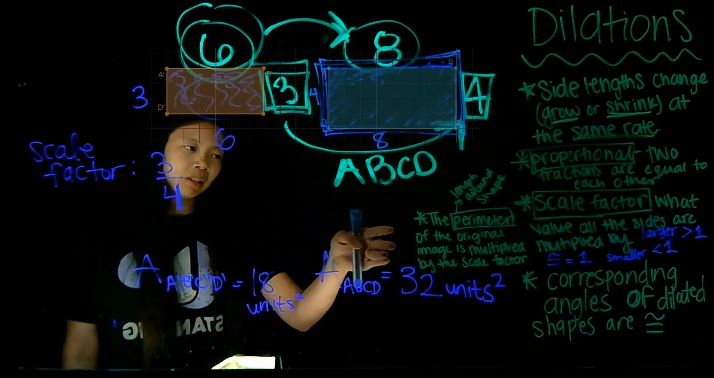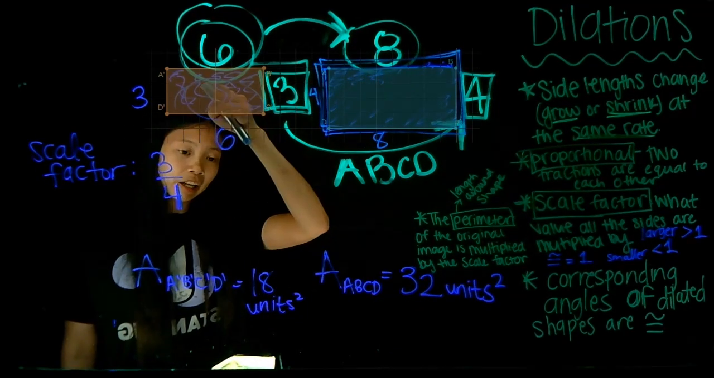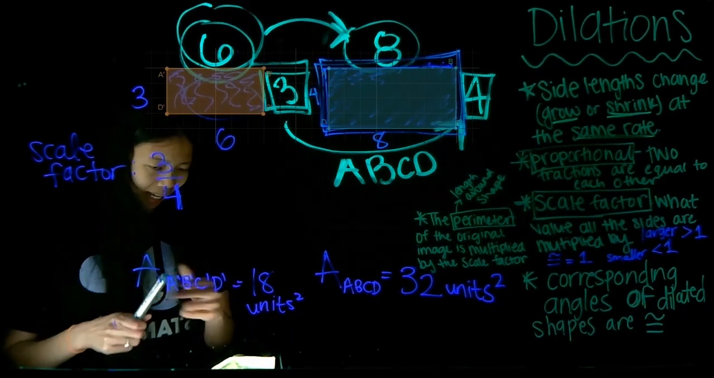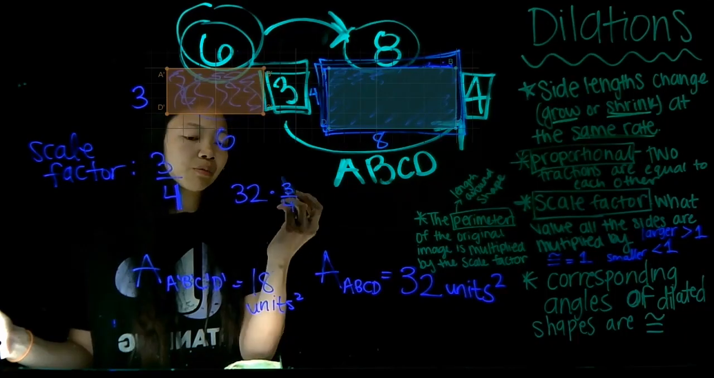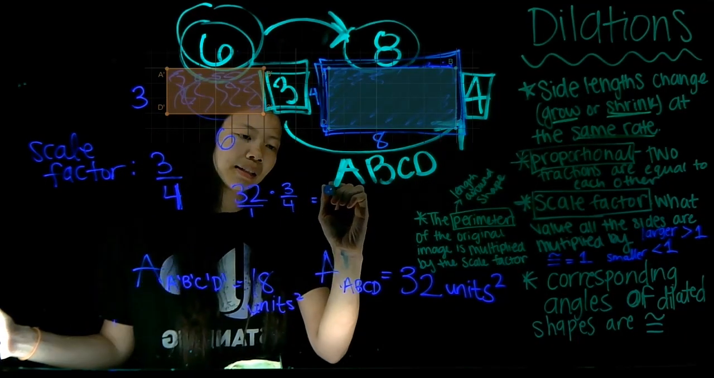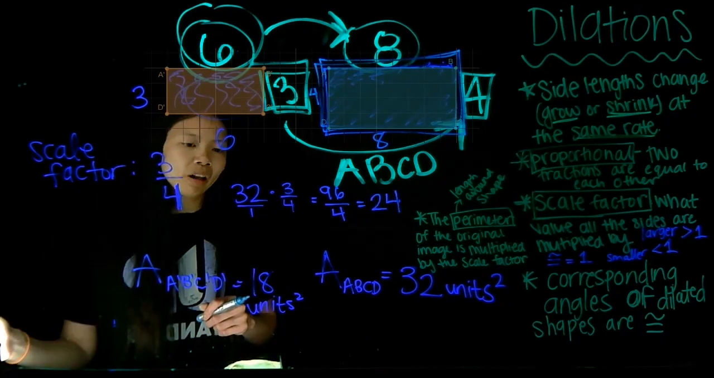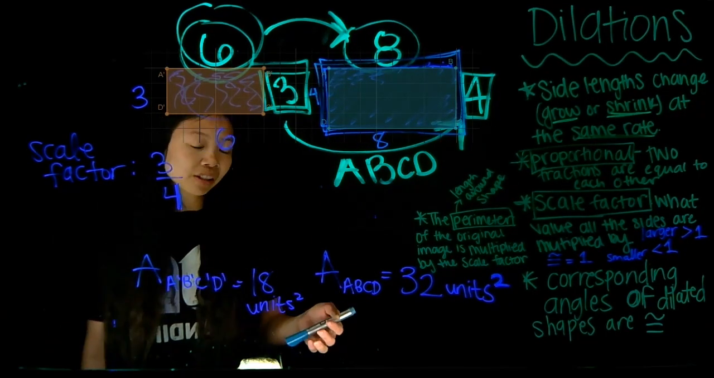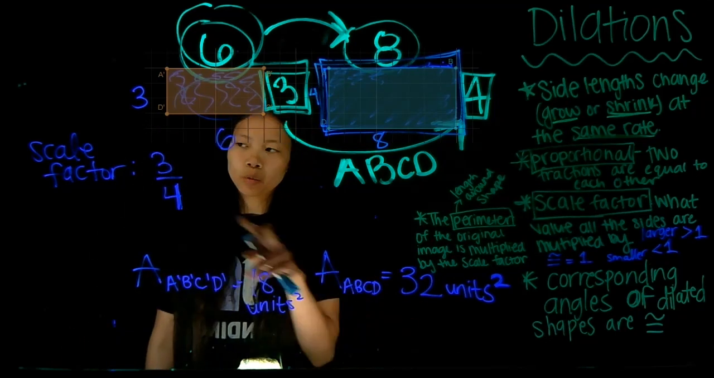We saw with the perimeter that if I multiplied it by the scale factor, it gave me the new perimeter. So let's try multiplying 32 by our scale factor and see if we get 18. 32 times 3/4, which is the same as 32 over 1 times 3/4. 32 times 3 is 96, divided by 4 is 24. All right, and we see here that 24 is not the same as 18. So we saw that multiplying by the scale factor once didn't quite work.